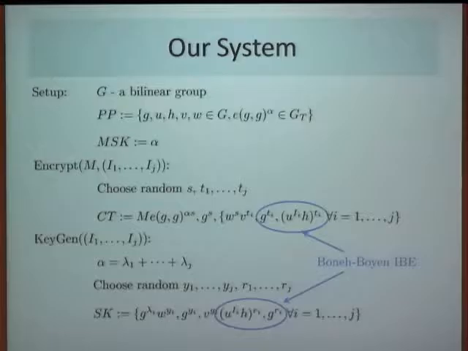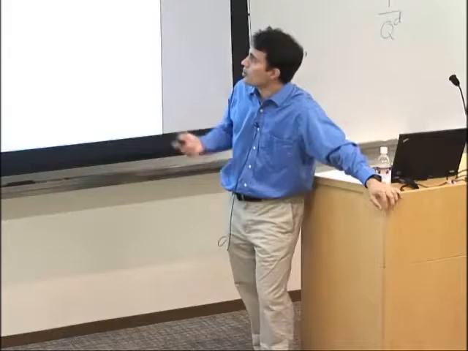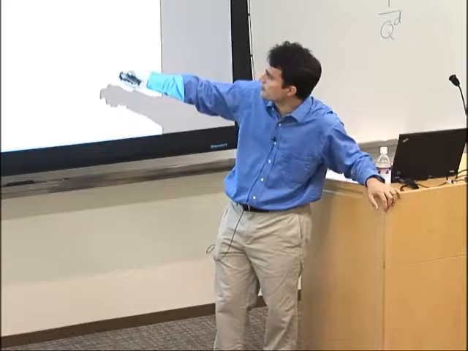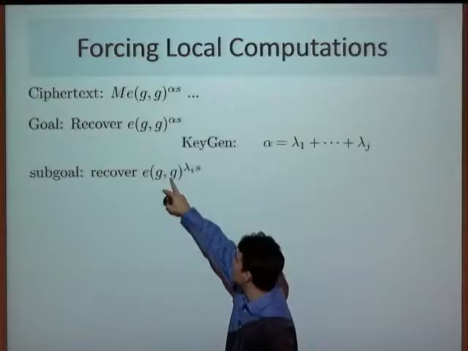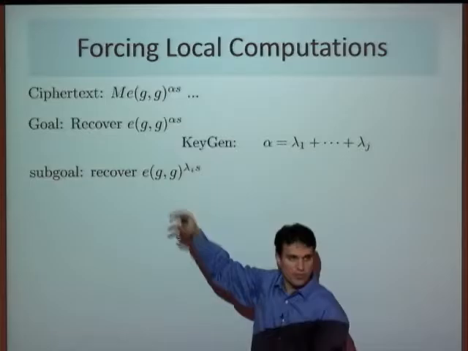Okay, so this is just what I talked about before, but let's look at how things might work for decryption. So if we have m times e of g,g to the alpha s, we're wanting to get e of g,g to the alpha s. So one way to get e of g,g to the alpha s is if we just recover e of g,g to the lambda i times s for each i. Because then when we multiply all these together, all the lambdas sum together, which sums to alpha. So this is going to be our subtask over here.